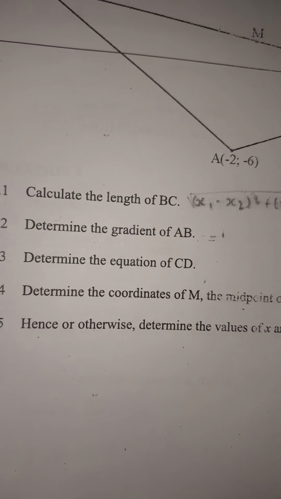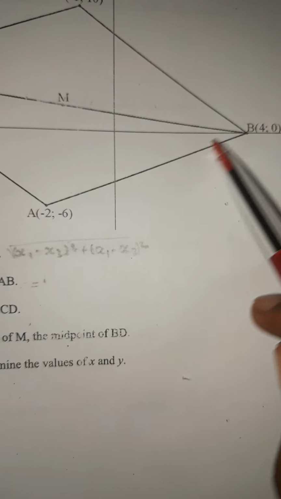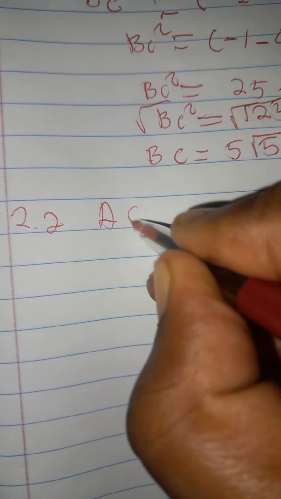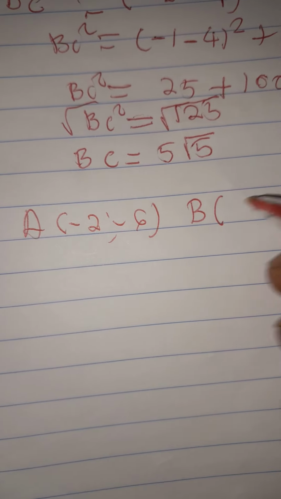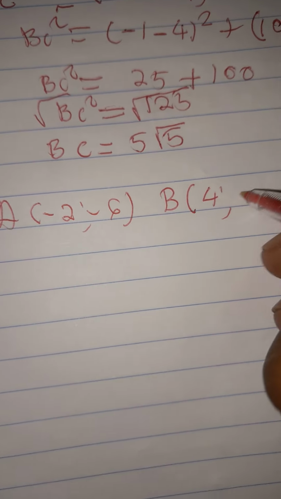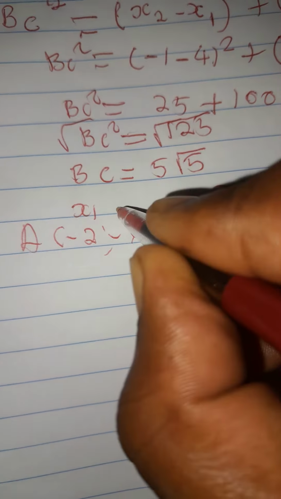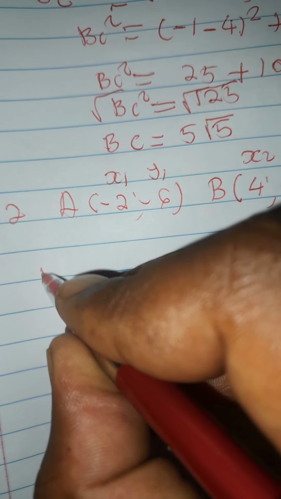Determine the gradient of AB. We are required to determine the gradient of AB. Let's write the coordinates first. At A, we know that's negative 2 and negative 6. And we have B as well, which is 4 and 0. So this is x1, this is x2, y1 and y2. Then we have to calculate the gradient.